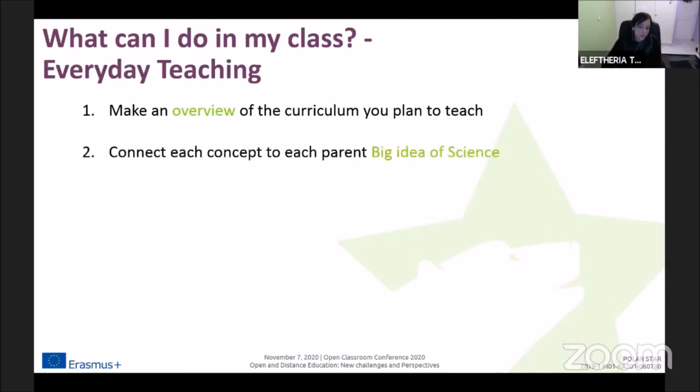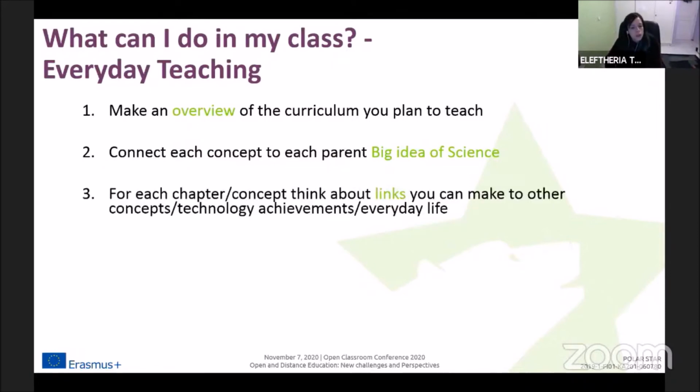And then go over each concept that you're teaching and connect it to the big idea that it belongs to. So next time you teach that concept, one of the things you can do is at the end of the class, you can make a reference to the big ideas of science related to each of the concepts you're teaching. Another thing you can do is that you can think about the links of every single piece in the curriculum you have to teach to other concepts, to technological achievements in everyday life.